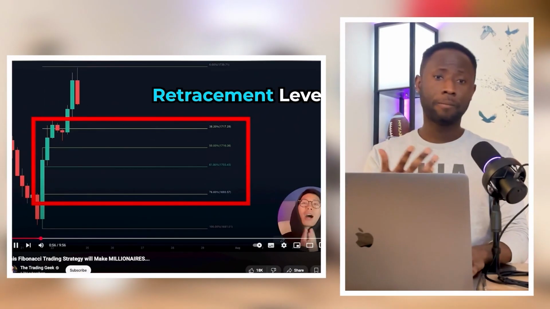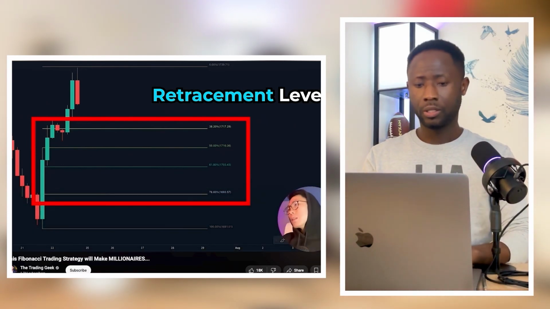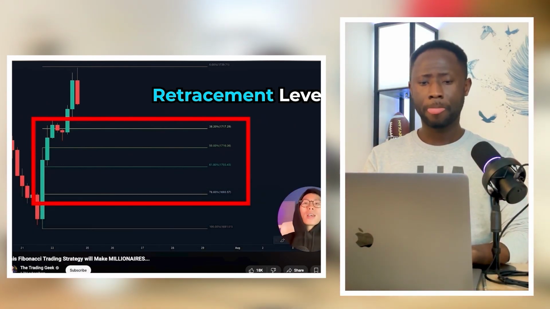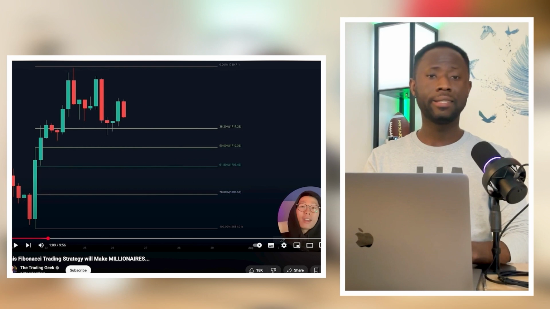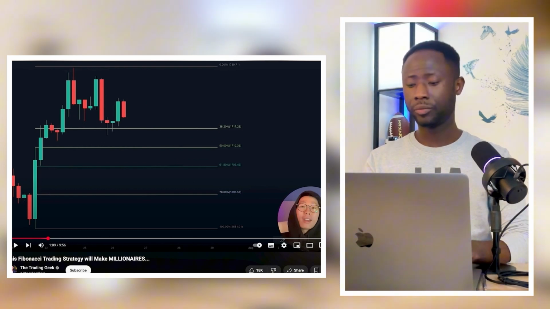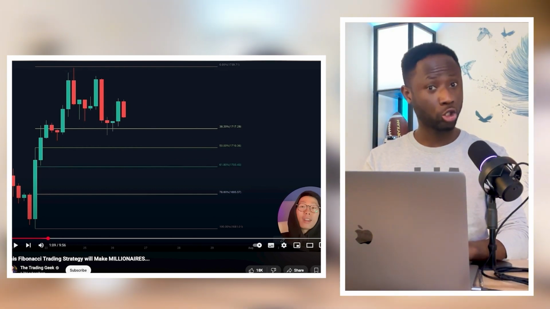So I will take us to, as I told you guys, the beginning. These are your retracement levels. That means price retraced to one of these retracement levels. And as you can see, price went down to the 38.2 retracement level. And as I was saying, guys, this is the logic behind the strategy.